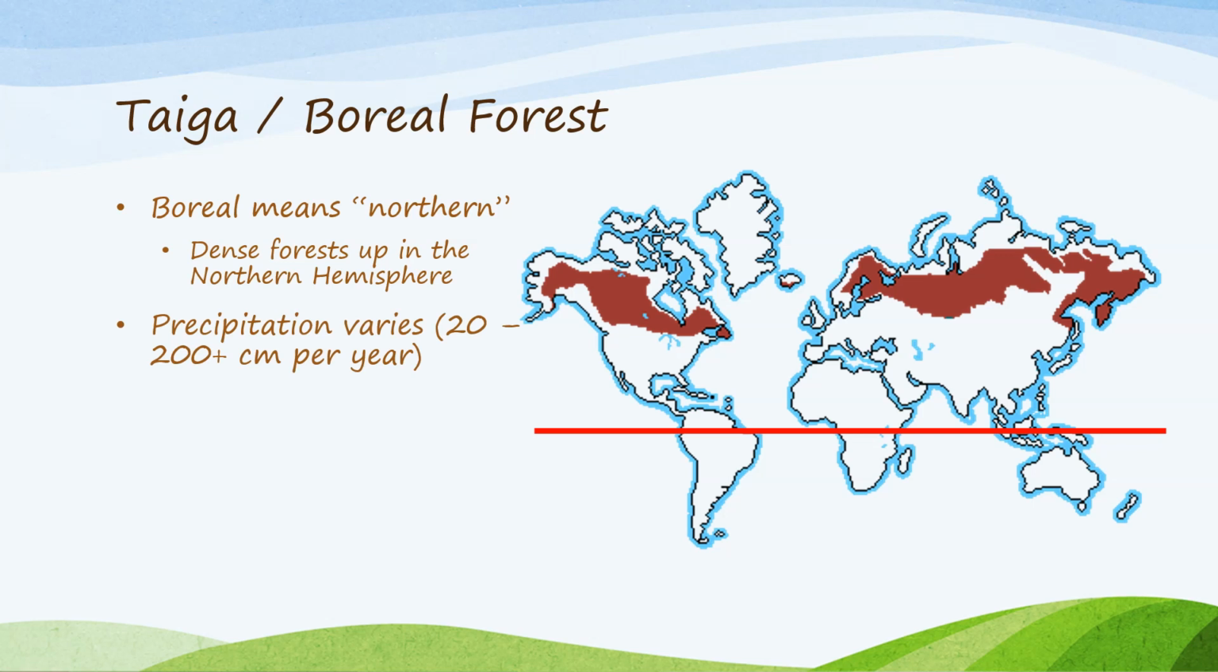Precipitation can vary. It can get as low as 20 centimeters per year, which is kind of like desert territory, but it can also get much, much higher and go up to 200 or more centimeters per year. So these areas can be very rainy and very snowy depending on where they are. So oftentimes these places are characterized as having cold, snowy winters and rainy and fairly warm summers.